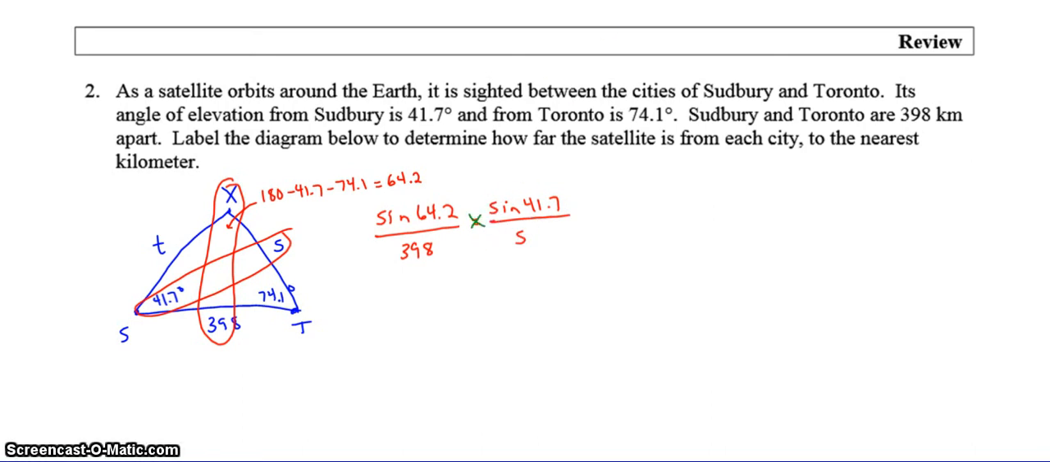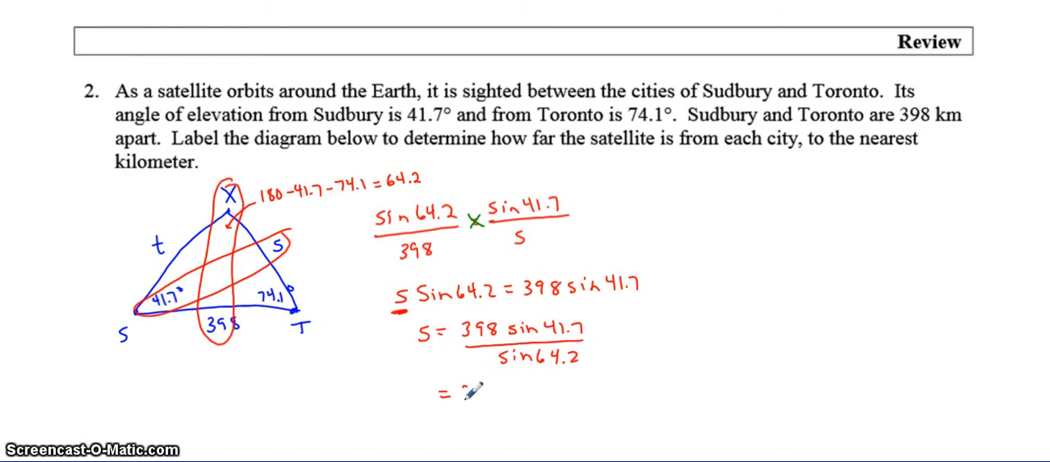Cross multiply. So that's S times sine 64.2 equals 398 times sine 41.7. And then to get S by itself, divide both sides by sine 64.2. And that will give you 294 kilometers.